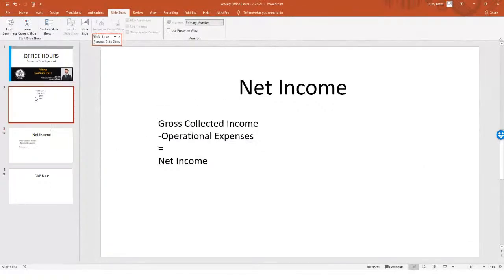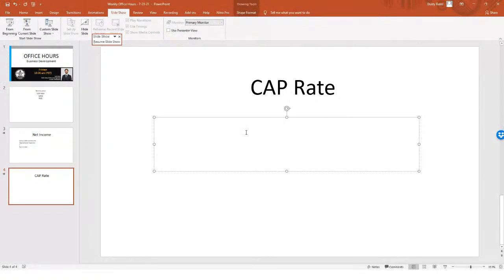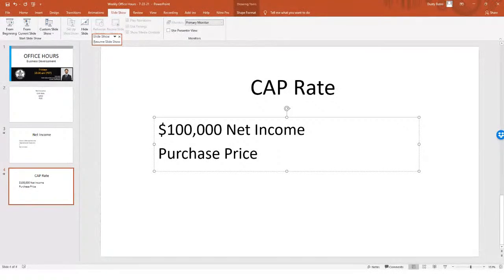Now, we talked about net income. Let's talk about cap rate. Capitalization rate, very simply, is the annual return that you would get on a property if you were to have paid cash for it. So it's a percentage return on your money. So if I make $100,000 in net income, right? We talked about net income. And my price or my investment was, let's say, $1 million.